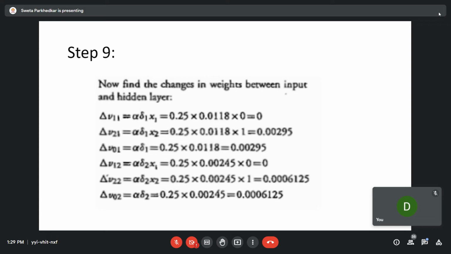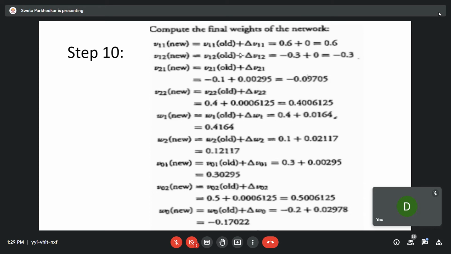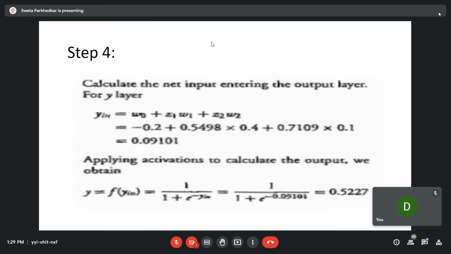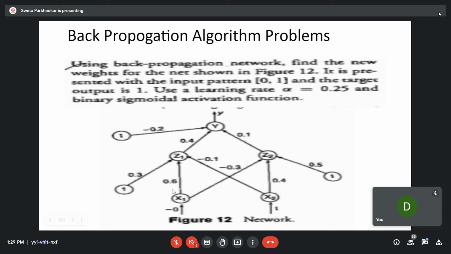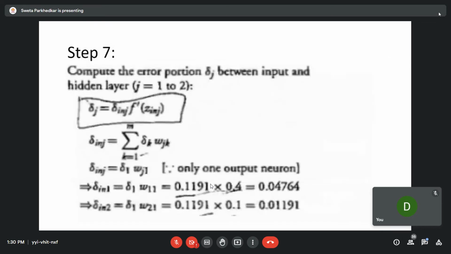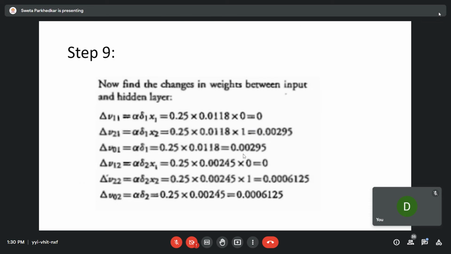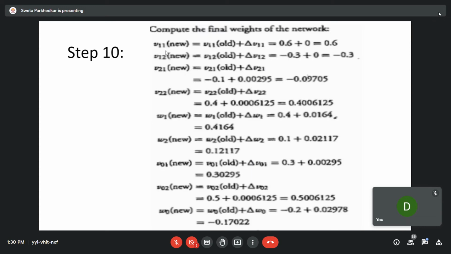Okay, then after this, you just need to add the change in weight to the old weights, right? This is the final weight computation. So V11 old is this one. Yes, this one, 0.6. V21 is minus 0.1, and this is V01. So we have to add the changes to the initial weights, the weights we were given, and you will get the new updated weights, that is V11 new is equal to V11 old plus delta V11. Okay, copy this.